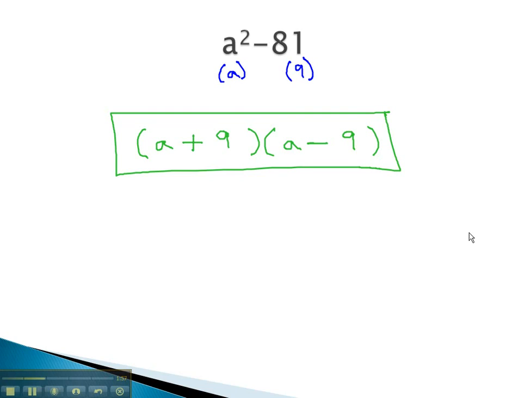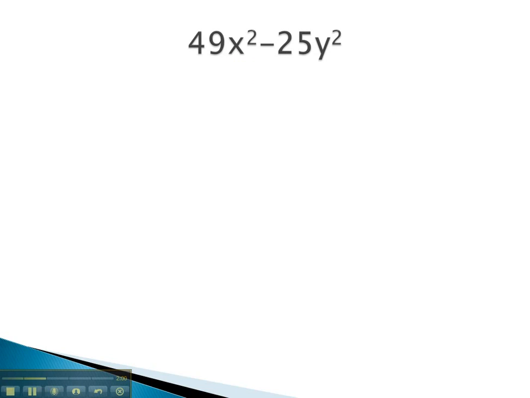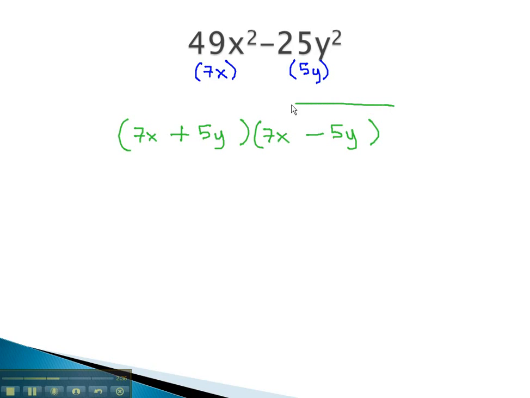Let's take a look at another example. In this problem, we again see we are subtracting two terms. We can take the square root of both terms. The square root of 49x squared is 7x. The square root of 25y squared is 5y. We can now factor this quickly to the sum and the difference of the square roots. 7x plus 5y times 7x minus 5y. And this is now our factored solution.